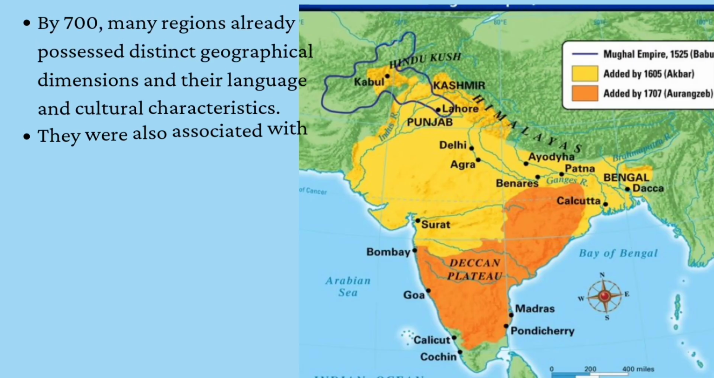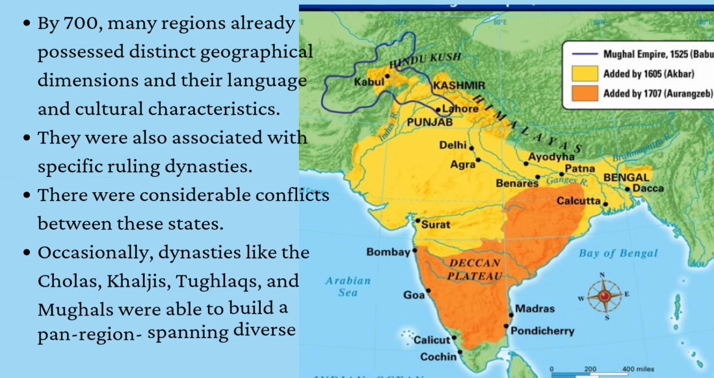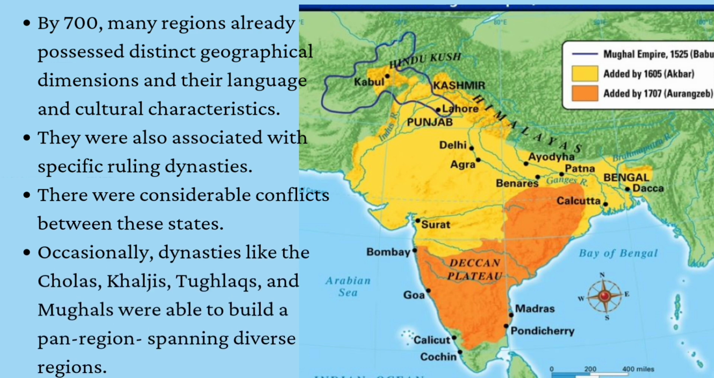By 700, many regions already possessed distinct geographical dimensions and their own language and cultural characteristics. They were also associated with specific ruling dynasties. There were considerable conflicts between these states. Occasionally, dynasties like the Cholas, Khaljis, Tughlaqs and Mughals were able to build a pan-region spanning diverse regions.